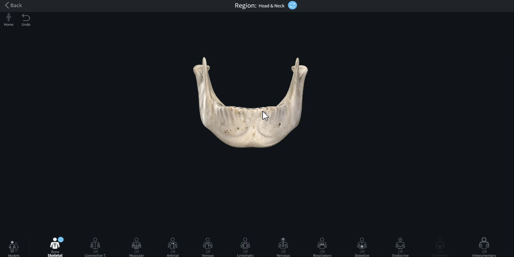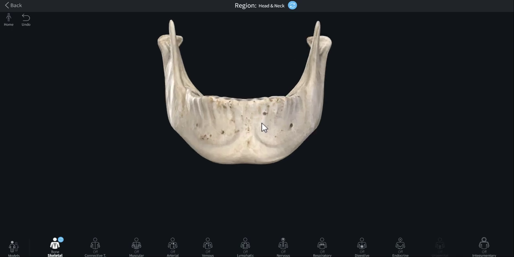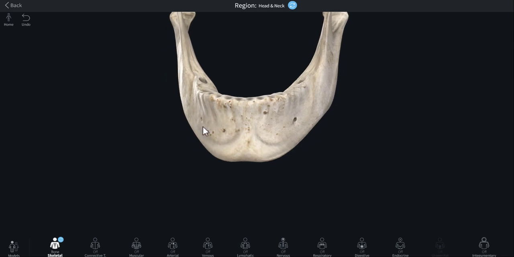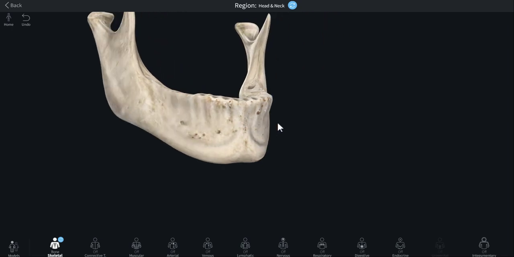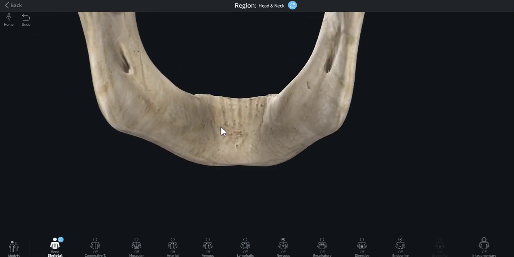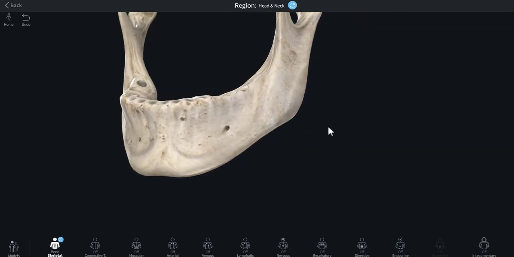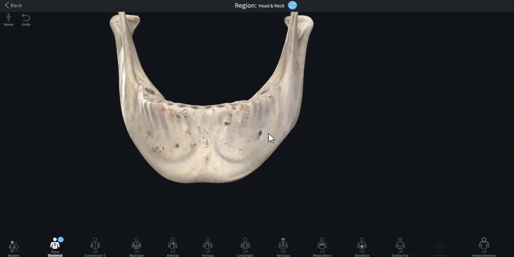So let's talk about the body of the mandible. The first thing that we can comment about the body of the mandible is that this is the external surface of the body of the mandible, and this is the internal surface of the body of the mandible. All right. So an external surface and an internal surface. These are the two surfaces of the mandible. Now, what about the borders of the body of the mandible?